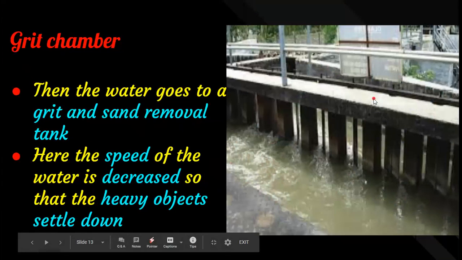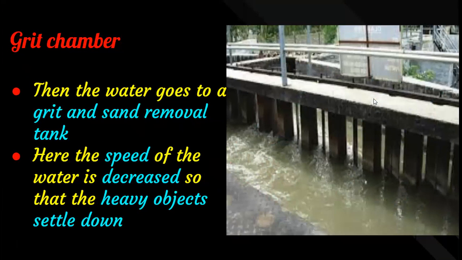The next step is grit chamber. The grit chamber reduces the speed of the incoming sewage. The reduced speed allows the small and heavy objects like sand and gravel to settle down at the bottom and is removed.